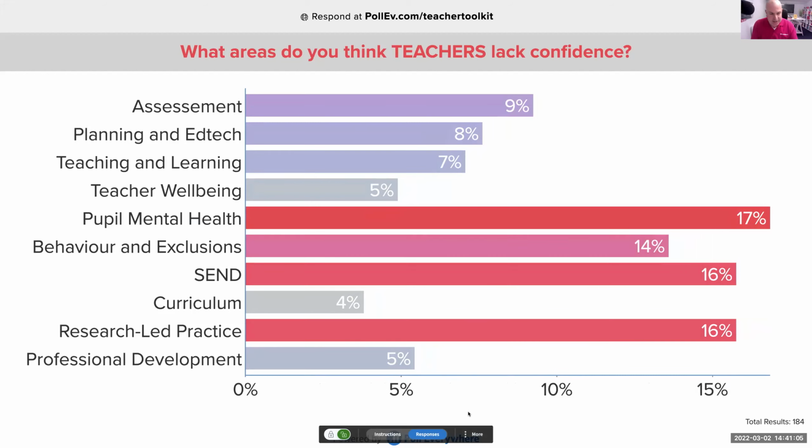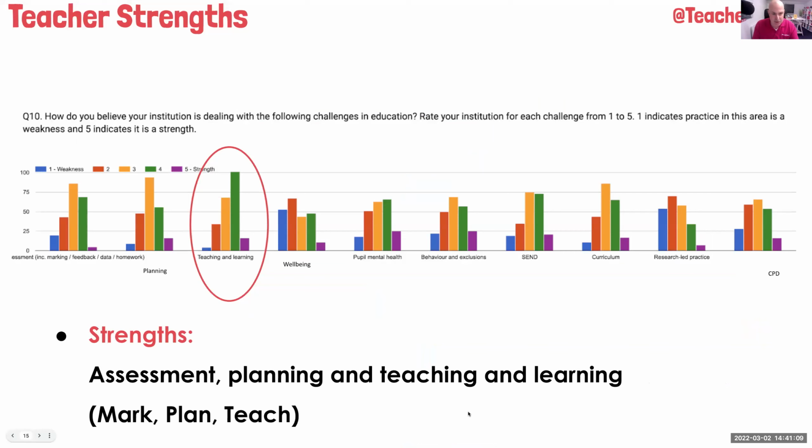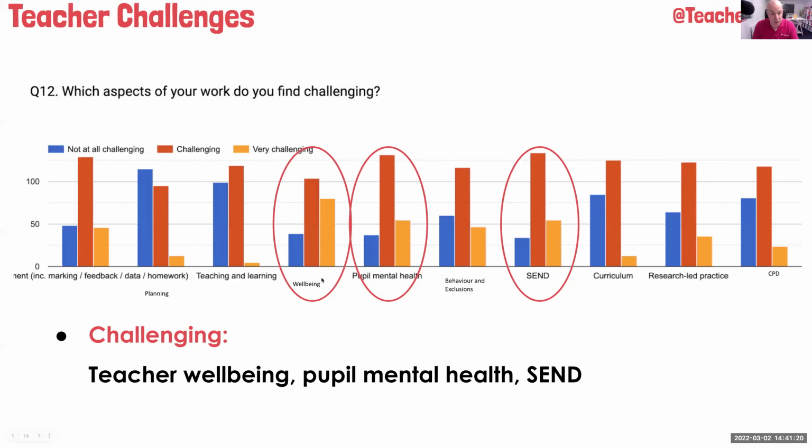So I haven't got the head teacher data for you. I've just got the teacher data. No surprise that teachers' strengths are mark, plan, teach. I'm happiest in the classroom. That's where teachers want to be and where they thrive. But where they struggle, you've correctly identified teacher well-being. Confidence actually was SEN more than anything else, and managing complex pupil mental health.